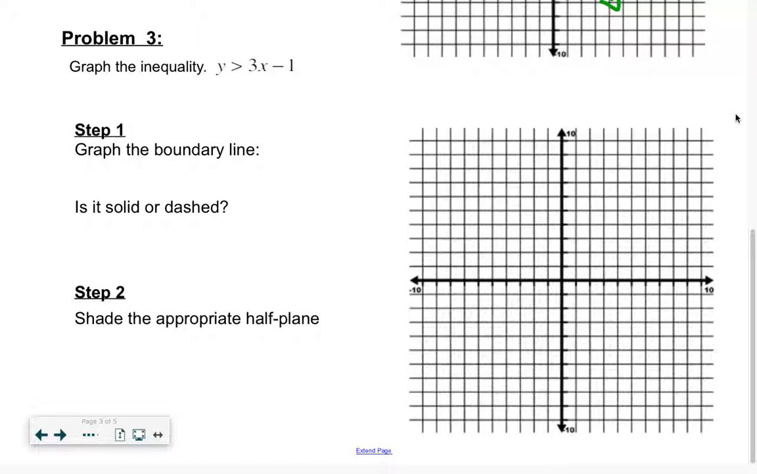Alright, inequality y is greater than 3x minus 1. First off, dashed or solid? Dashed. Let's graph it. Y-intercept minus 1. Positive 3 slope, so up 3, right 1. Make sure it's dashed, dotted, whatever.